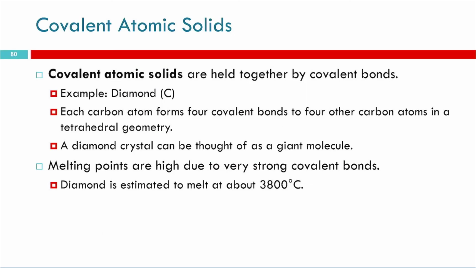So covalent atomic solids are held together by covalent bonds, for example, diamond. And in a diamond, which is just pure carbon, each carbon forms 4 covalent bonds with 4 other carbon atoms in a tetrahedral geometry. A diamond crystal can be thought of as a giant molecule. Melting points are very high due to strong covalent bonds, and a diamond is estimated to melt at about 3,800 degrees C. I believe that's estimated because it's hard to do in the absence of oxygen, where it would burn.